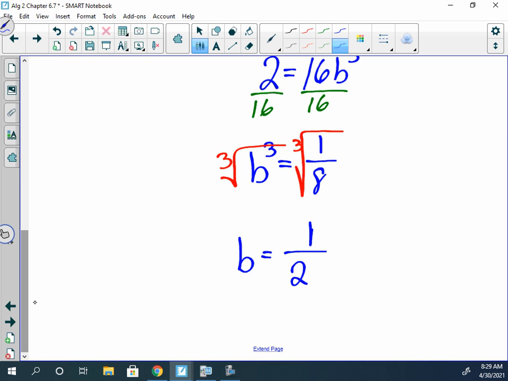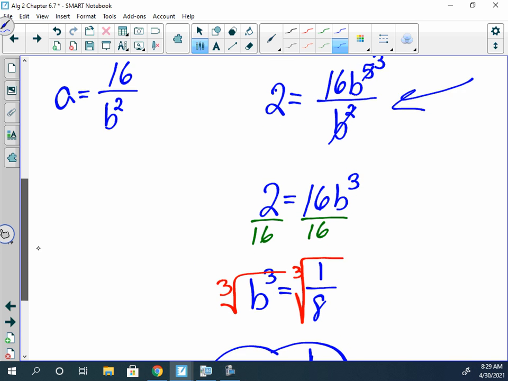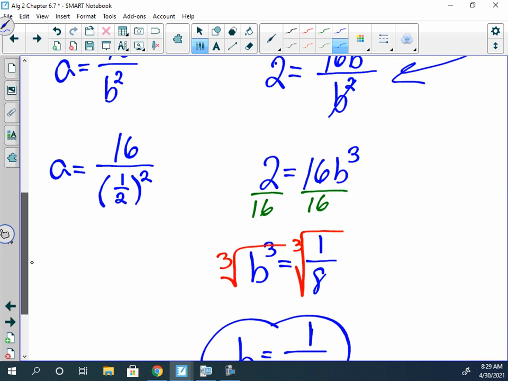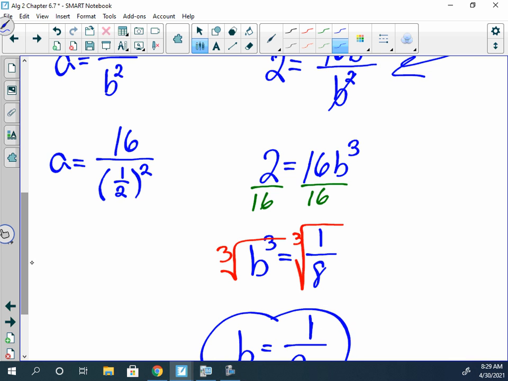Well, we still need to find the value of a. This here is the value of b. Now to find the value of a, we come back up here and plug in 1/2 for b. So we get a is equal to 16 divided by 1/2 squared. And at this point, you can plug this into the calculator.